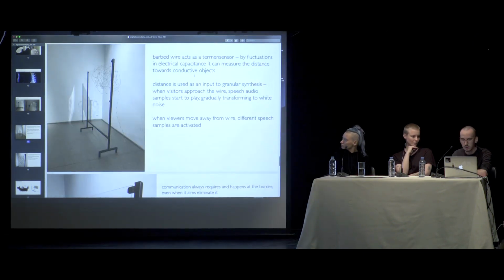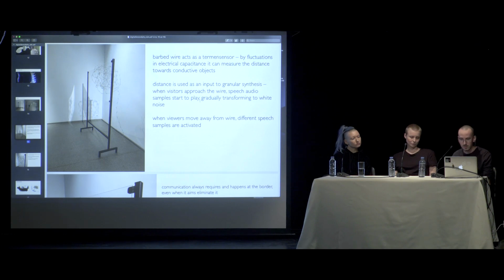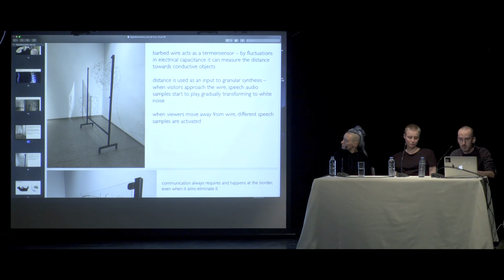And on the technical side of things, I have a capacitive sensor attached to the barbed wire, which is a device which measures the electrical capacitance of the objects near it, and thus it can be used to measure the distance to conductive objects. And this distance was used as an input in the granular synthesis, so that when visitors approached the wire, different audio samples of speech started to play. But still, it gave kind of an uncanny effect, because even though you can recognize it's definitely human speech, you can hardly distinguish any particular words, which also speaks to the way that communication got melted, let's say. And as they approach it, this speech gradually transforms into white noise. And when viewers move away, a different speech sample starts to play.